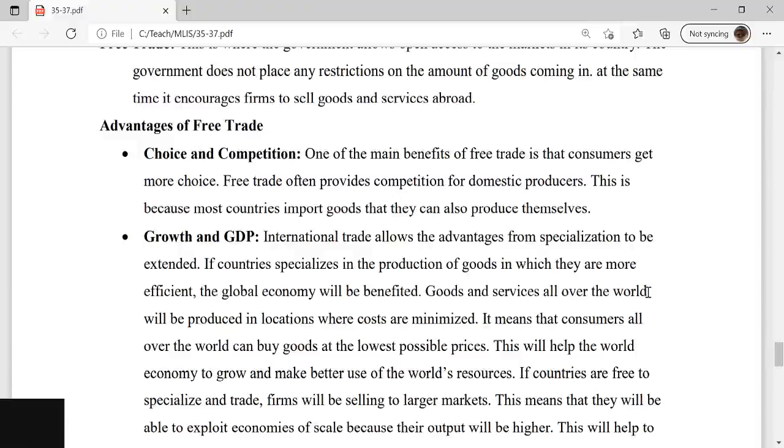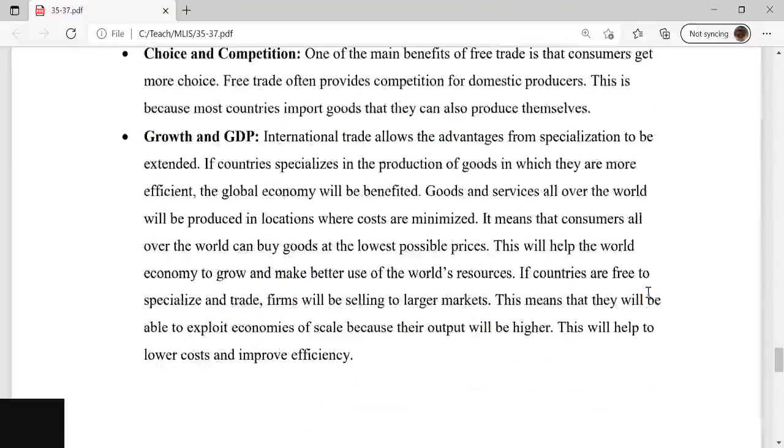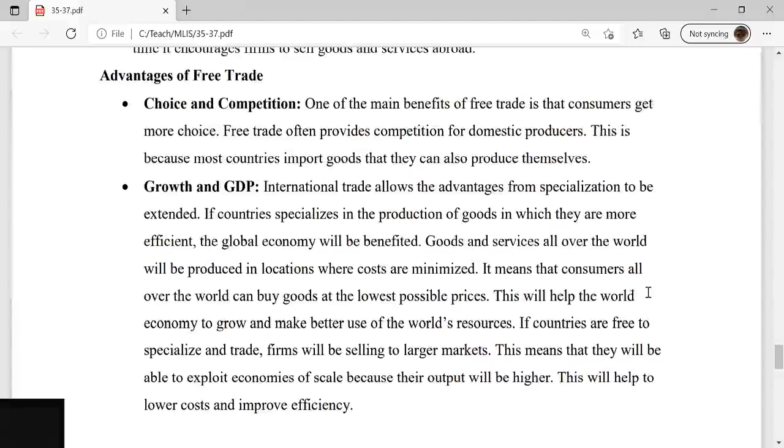As a result, what will happen? The standard of living of the people of the country will go up, right? That's a very good thing. The people will have access to high quality goods at a very low price, so it's very good for the country. Then we have growth and GDP. Because of the free trade, what's happening? Yeah, the production will increase.